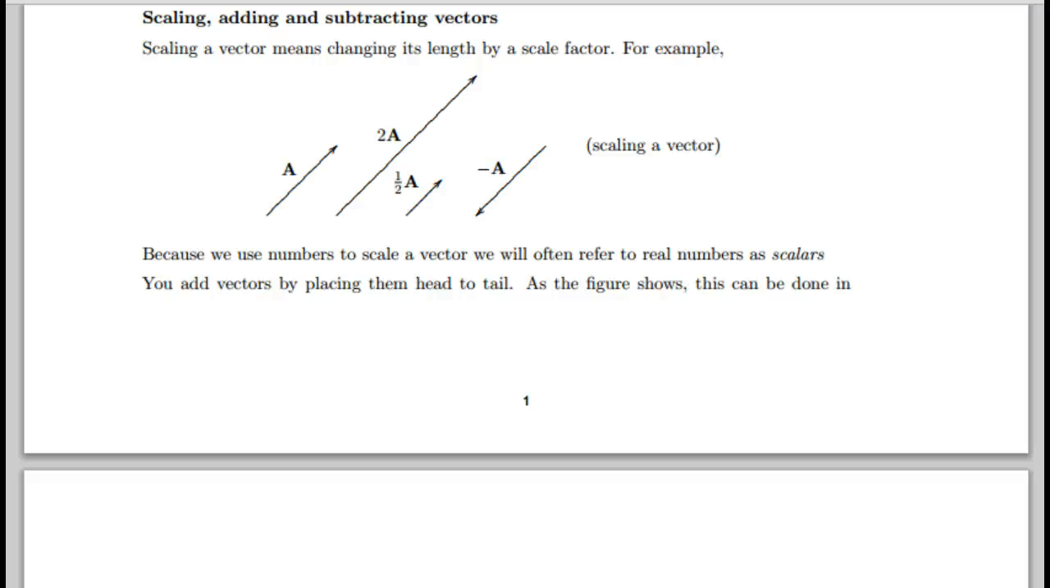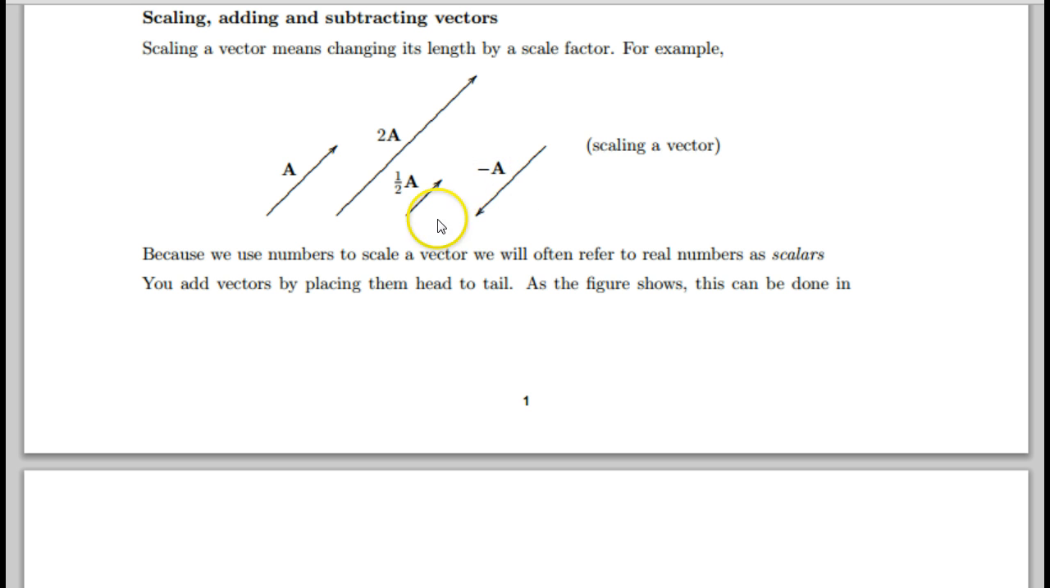In this lesson, we're going to look at scaling, adding, and subtracting vectors. Scaling a vector means changing its length by a particular scale factor. If we have a vector here of length a, then the vector 2a is going to have the same direction but twice the length. The vector 1/2 a has the same direction and half the length.